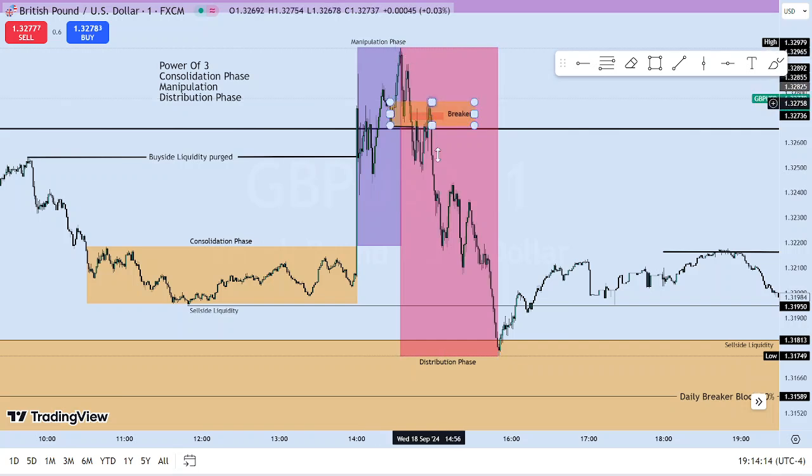Then you sell, target the lowest low of the whole range of the consolidation phase. Below it, the sell side liquidity resting below, to take your profit here. Let the rest play out.